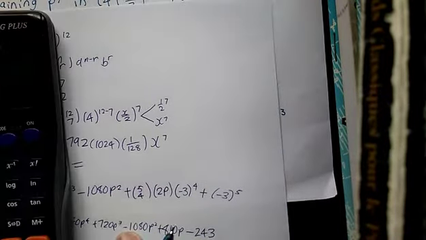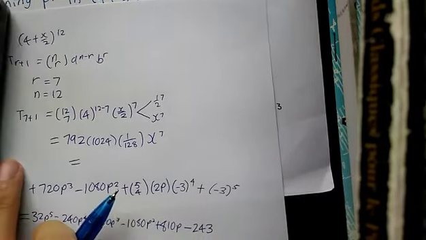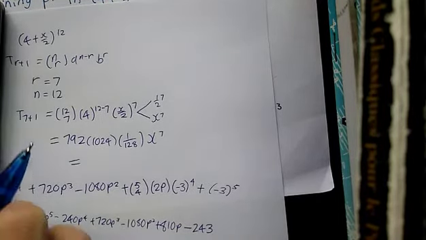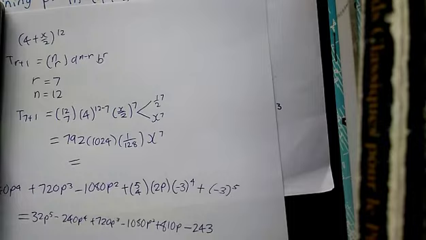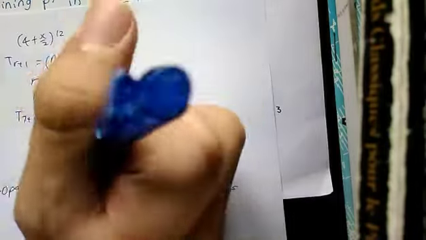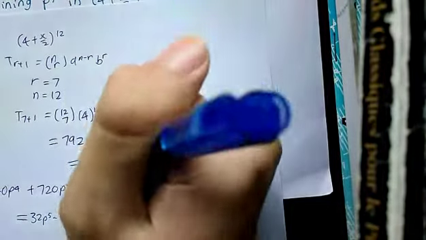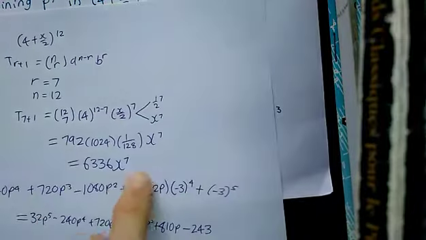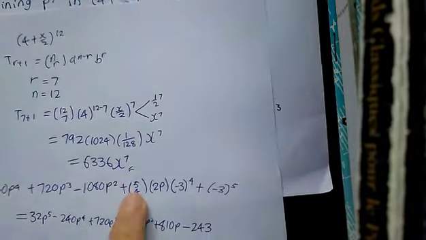792 times 1024 times 1 over 128 equals to 6336. And remember, x to the power of 7, and there you go, you get the term.